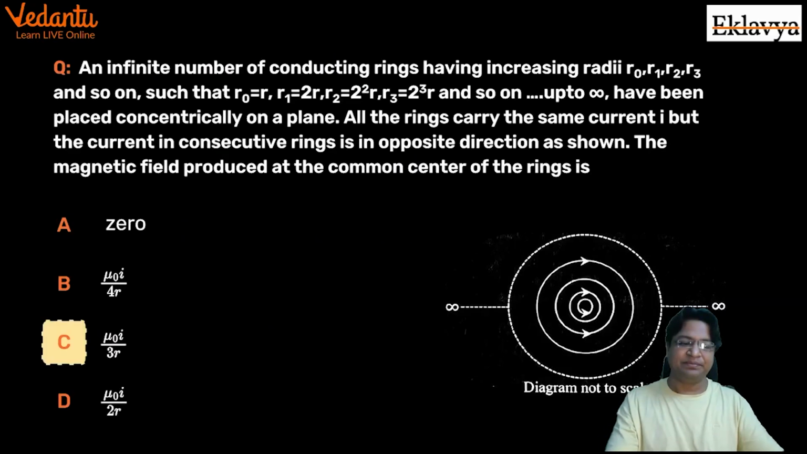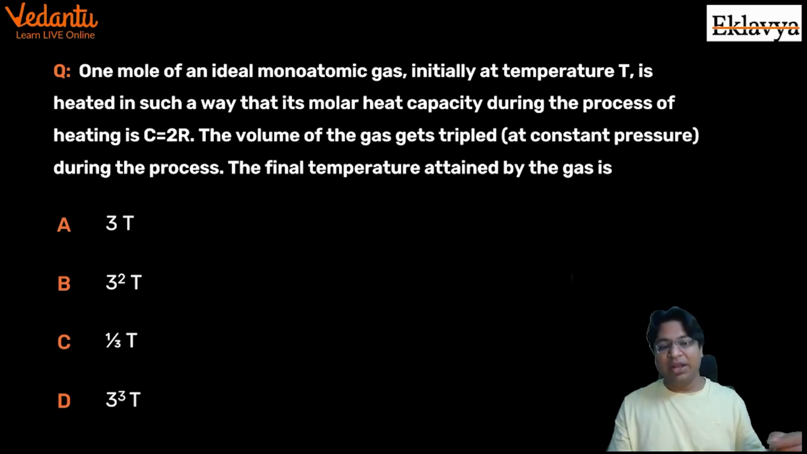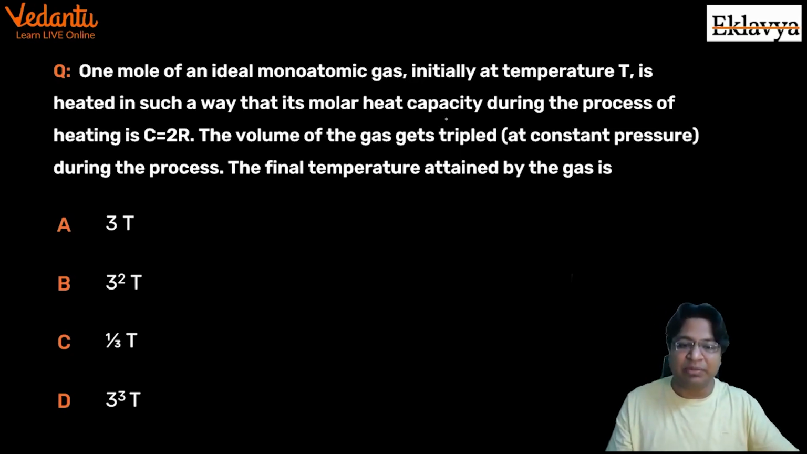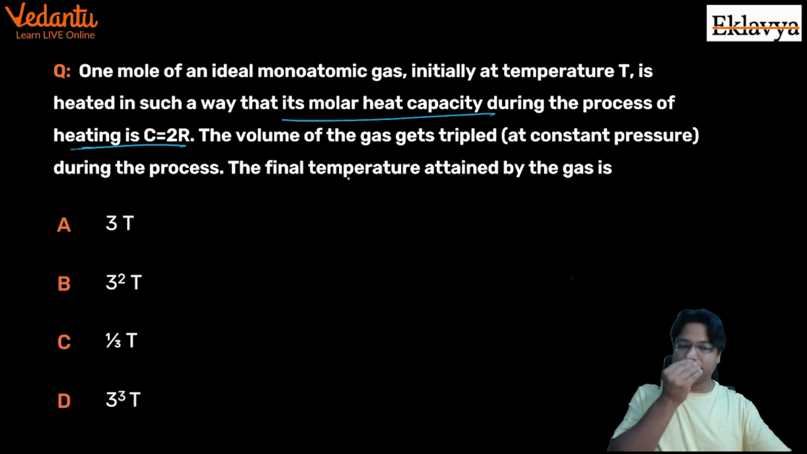All right. Okay, guys. Of course, there are a large number of questions, and therefore you see me going fast. I have to, guys. Okay, now the next question says 1 mole of an ideal monatomic gas initially at a temperature T is heated in such a way that its molar heat capacity during the process. Okay, guys, now this is again a controversial question, because on one hand the question has given us the molar heat capacity, all right, and because of that, we got some property of the process.